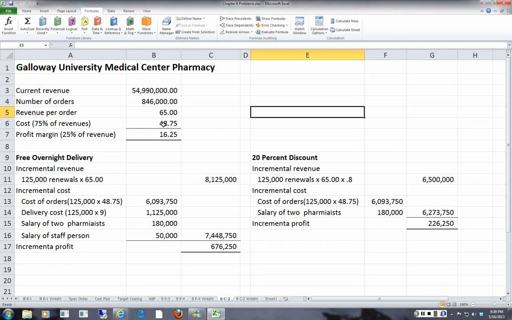So when you multiply 75% times the $65, you get a cost of $48.75. And the profit then has a 25% margin, and it is $16.25 per order. Now, they want to increase their revenue. So they've got two proposals here. One is they'll have free overnight delivery of an order. So we want to explore that.